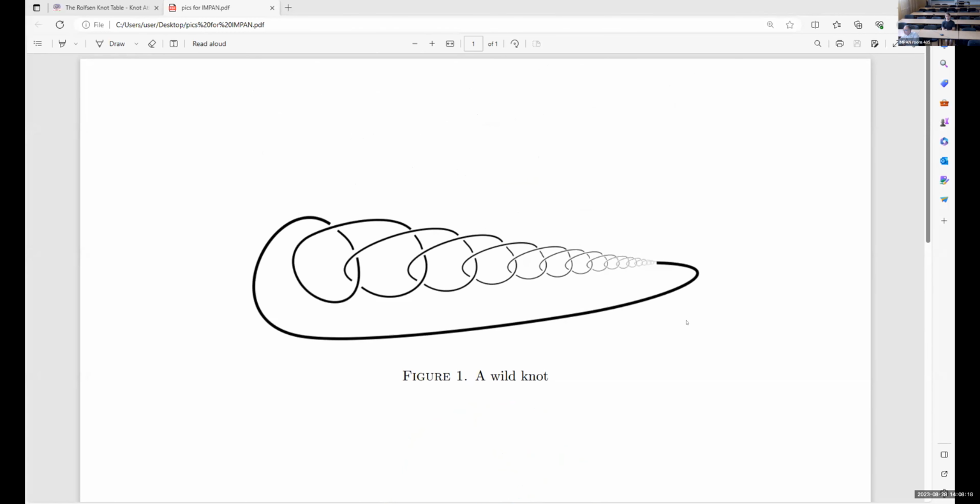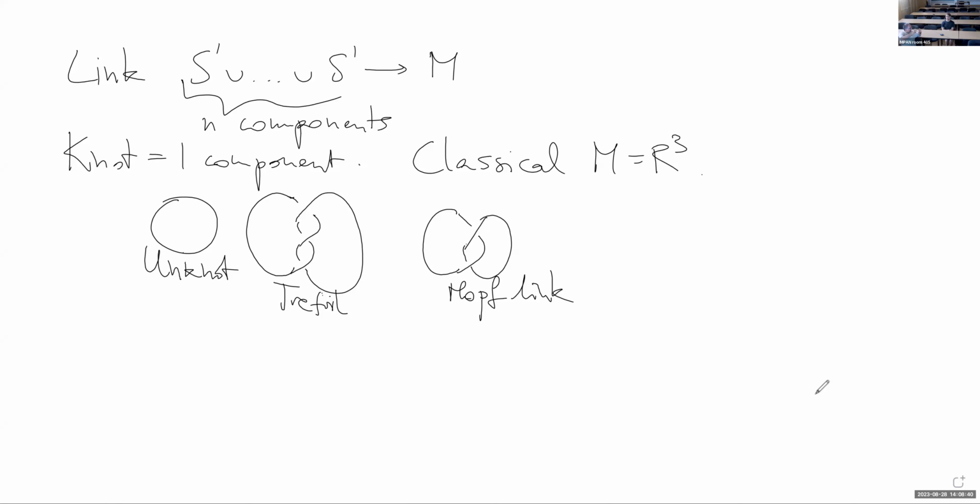May I have a question? You defined a link as a mapping from the sum of circles, but the sum was finite. And how about that one? That one is also a mapping of a single circle. Okay, so it is not like an infinite disjoint union, yes? No, these circles are going smaller and smaller, so it's still a compact space. It's not only compact, but it's connected.